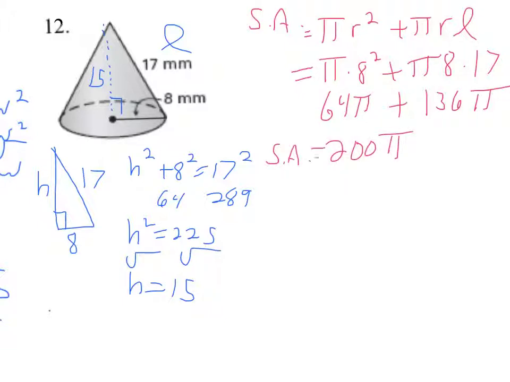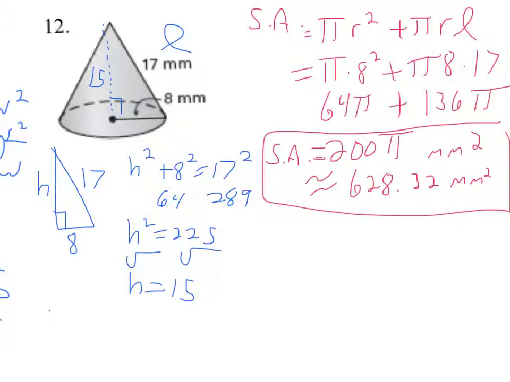So the surface area is 200 pi square millimeters, or approximately 628.32 square millimeters.